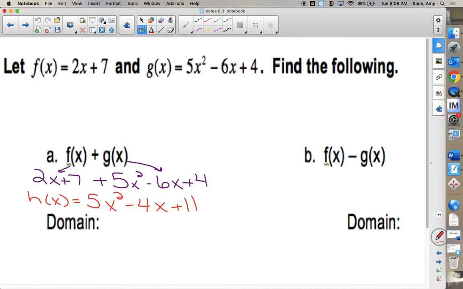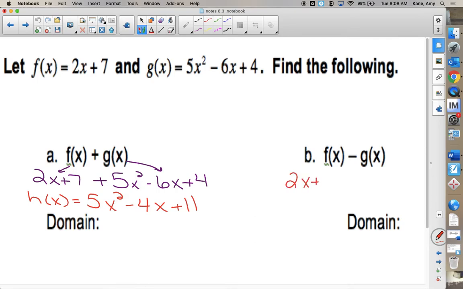When you're combining those like terms, make sure you put in front the largest power. That's the standard form of writing a polynomial function. So the largest power goes first. We'll talk about the domain in a minute. Let's look at the next one, f of x minus g of x. So doing the same thing, using the same two functions except subtracting.